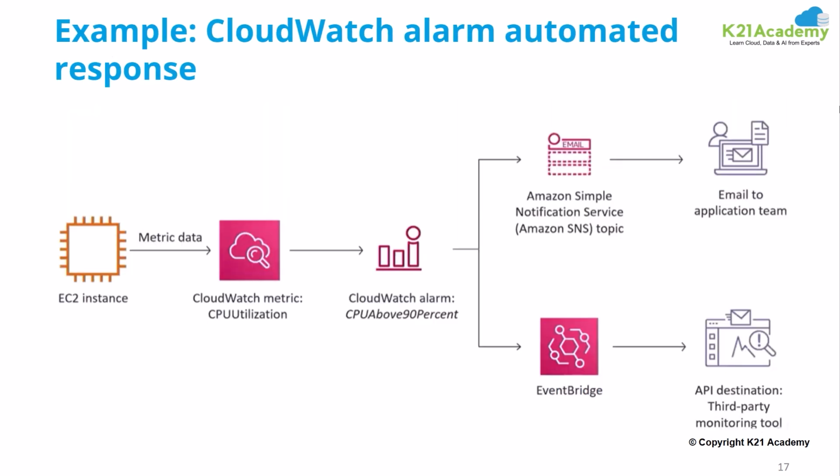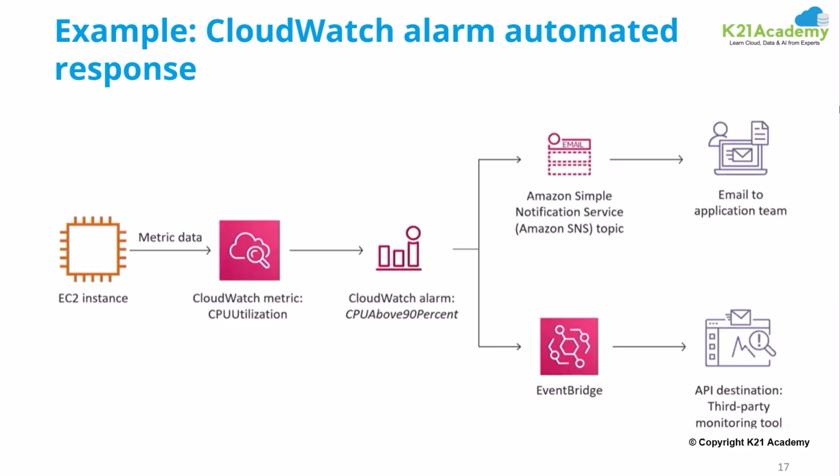Here you can see in this example, there is an EC2 instance which reports CPU utilization metrics to CloudWatch, and a custom alarm is created. And here you can see an EventBridge rule is built to notify your support team when the CPU above 90% alarm is in alarm state, so that they can investigate and take action. So EventBridge takes two actions. It sends an email to subscribers of an SNS topic, and it also sends a rich notification to your operations team or third party monitoring tools.